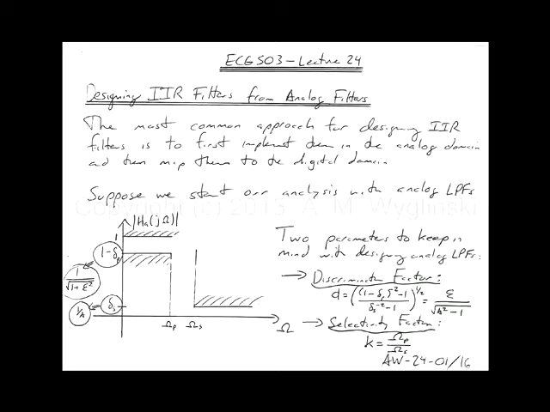The second one, the selectivity, tells us the ratio between passband frequency and stopband frequency widths. In this case, it's a little more straightforward: it's omega P over omega S. It's the ratio of how much signal you're passing through to how much you're rejecting.